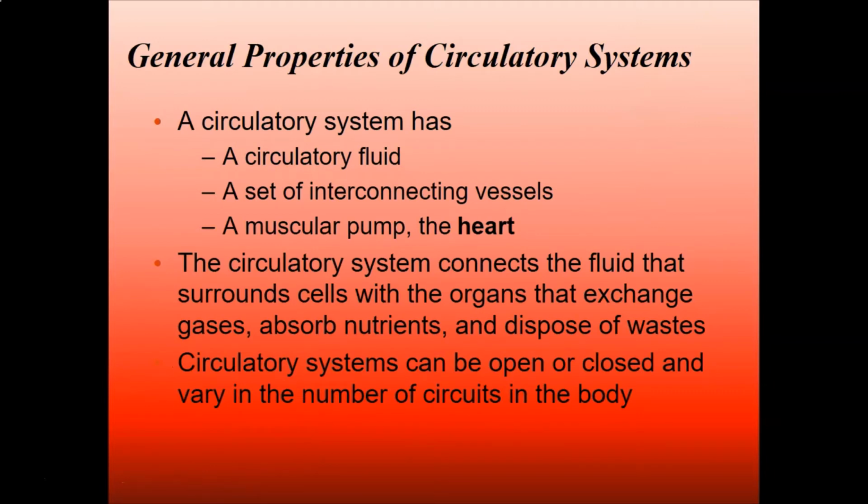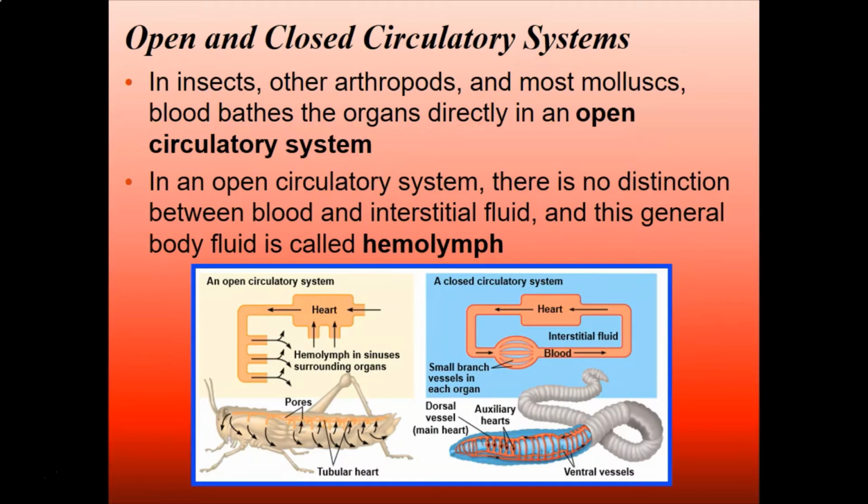All right, so general properties of circulatory systems. A circulatory system has a fluid, which is blood for us, a set of interconnecting vessels, we'll get into those, and a muscular pump, which is the heart for us. And the system connects the fluid that surrounds cells with the organs that exchange gases, transport nutrients, or dispose of waste. And circulatory systems can be open or closed.